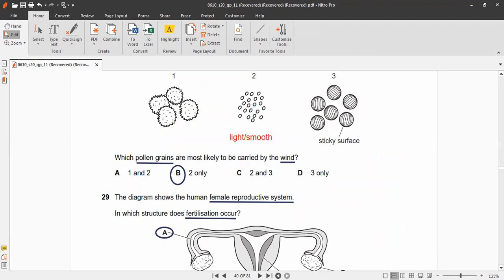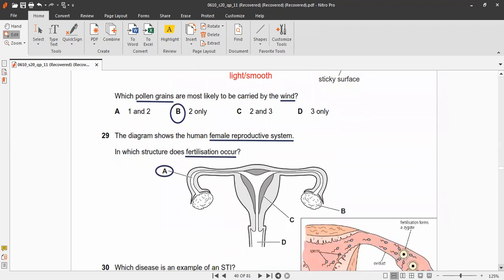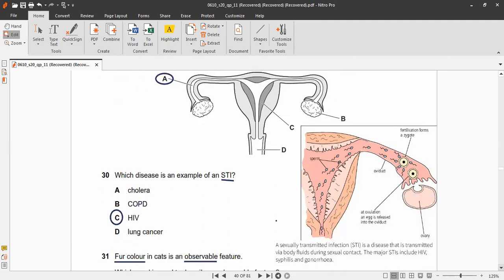The diagram shows a human female reproductive system. In which structure does fertilization occur? Yes, A. The correct answer is A. Fertilization forms the zygote in this place, the fallopian tube. In this part.